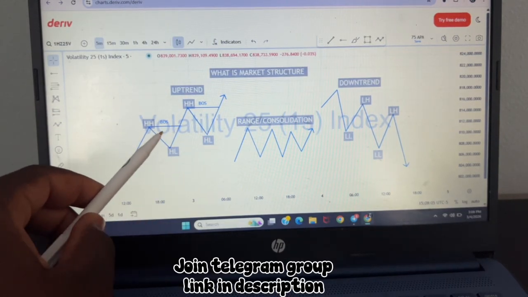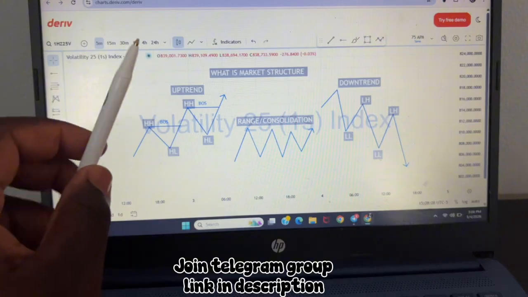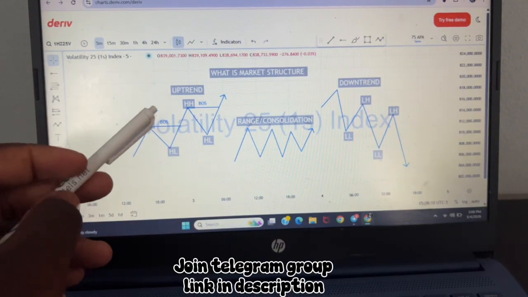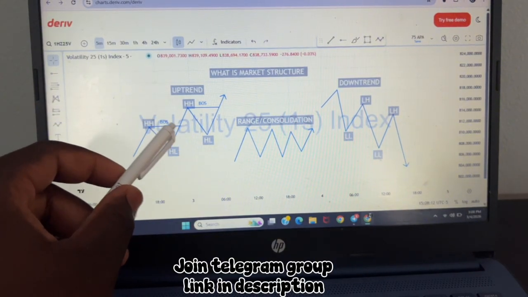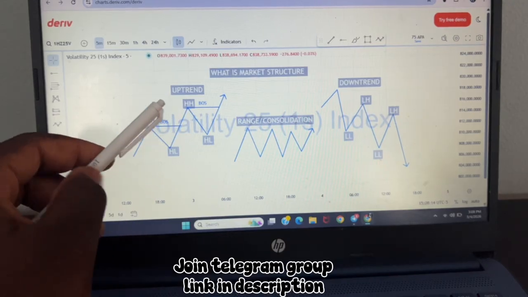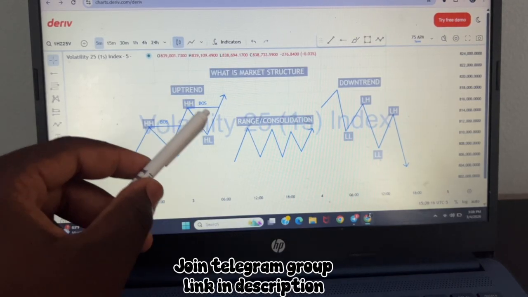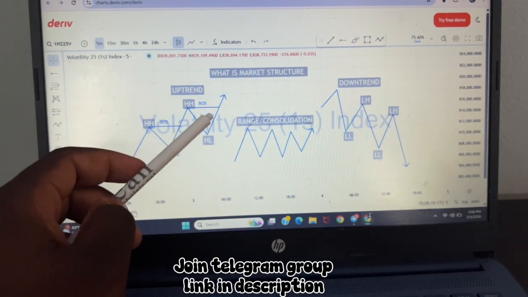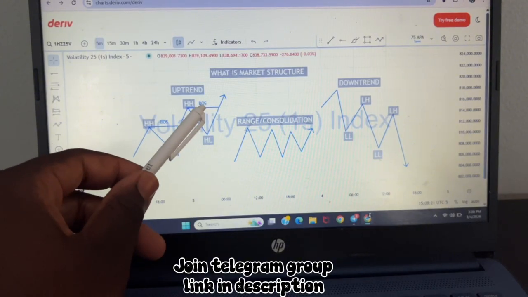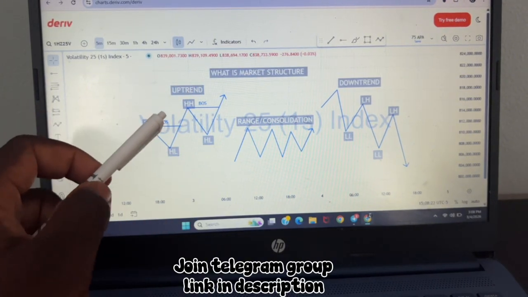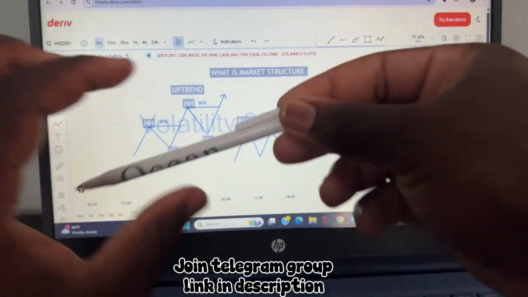A break of structure is when the market breaks above a higher high to form the next higher high, then forms a higher low, then breaks above that next higher high and gives you a break of structure. That is when you know the market is in an uptrend.